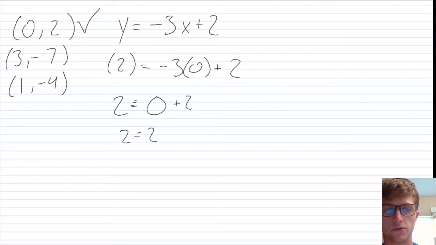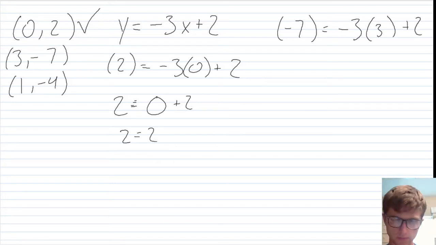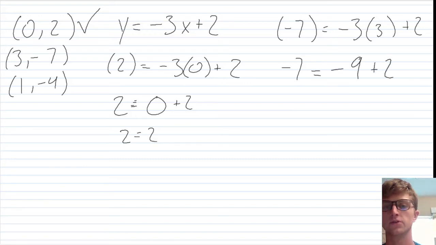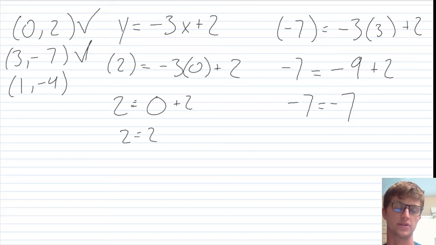Let's substitute 3 for x and -7 for y. So we'll rewrite it: -7 equals -3 times 3 plus 2. We can't do anything to the left, so just rewrite it. On the right, we have -3 times 3. 3 times 3 is 9, and that negative makes it -9. Rewrite the plus 2. -9 plus 2 gives us -7. Is -7 equal to -7? Yes. Therefore, that point makes our statement true as well.